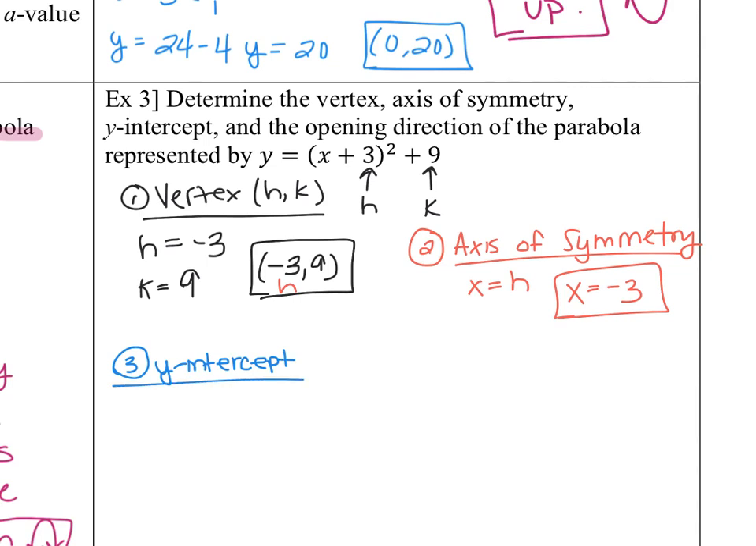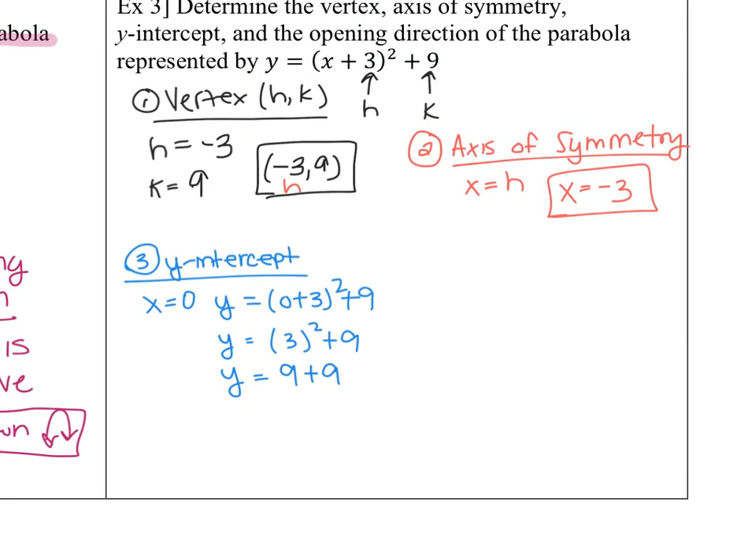Third thing we're asked to find is the y-intercept. So the y-intercept always has x being equal to 0. So substitute a 0 where x is and then simplify down. So 0 plus 3 makes 3 squared plus 9. 3 squared makes 9. So 9 plus 9. And 9 plus 9 is equal to 18. So my y-intercept is at 0, 18. Lastly, find the opening direction.